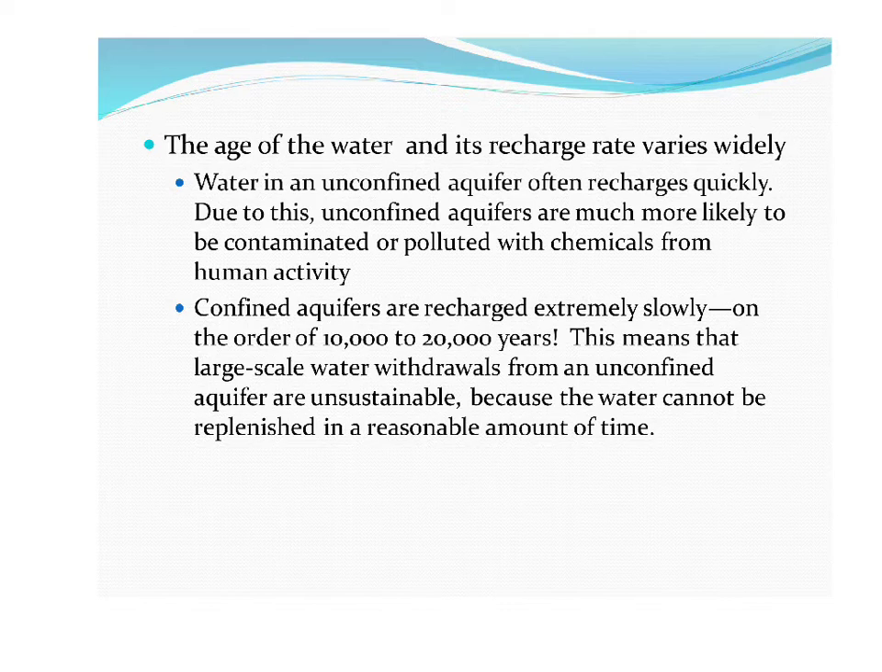Now, the water movement through the soil does actually remove quite a bit of pollutants, but if the ground is polluted, then we have movement of pollution and chemicals from the soil into the groundwater. Confined aquifers are recharged extremely slowly, as I mentioned before, like 10,000 to 20,000 years for a confined aquifer to recharge. It's a long time. So large-scale water withdrawals from a confined aquifer are unsustainable. The water just can't be replenished in a reasonable amount of time. Even though we've punctured the confined aquifer, that doesn't mean it's recharging very quickly, because again, most of it would be covered by an impermeable layer.